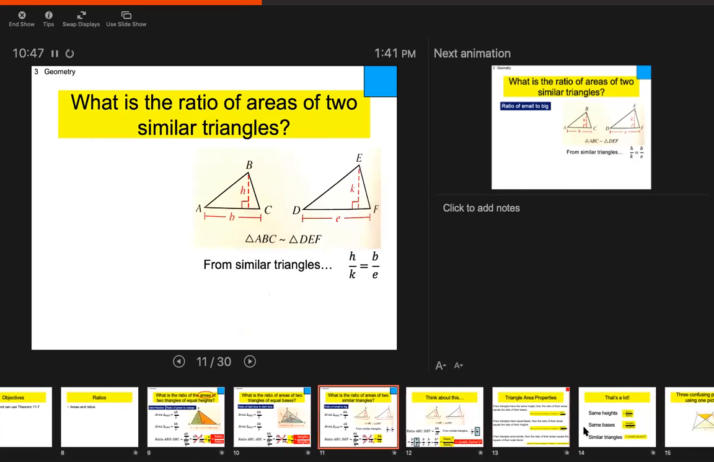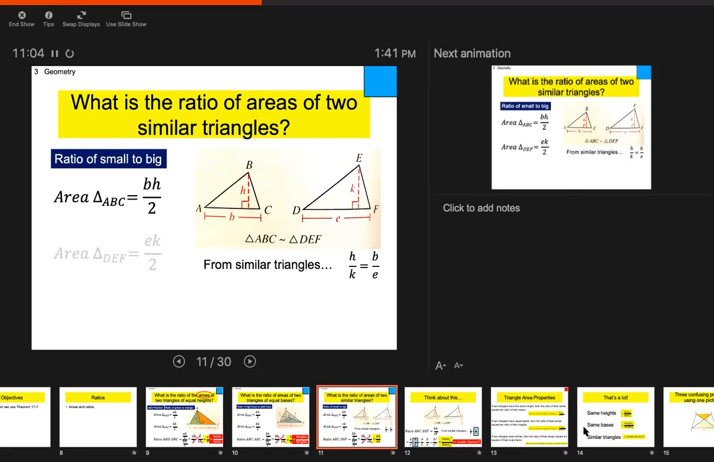I got this. Here's the starting point. We're going to compare the ratio of areas of similar triangles. So I got small triangle, big triangle. So I want to do small triangle over big triangle. Okay. So the small triangle is HB over 2, and the big triangle is KE over 2. Okay, this one's a little bit harder. So what's the fraction? BH over 2 over EK over 2. I hate saying that. I hate everything about that, which means that you get BH over EK.